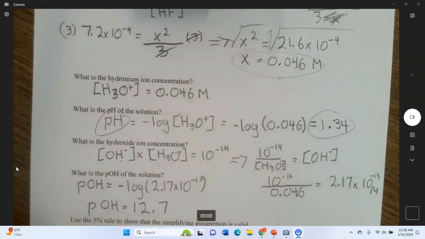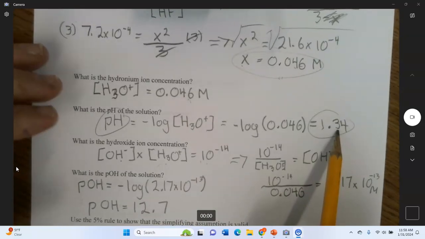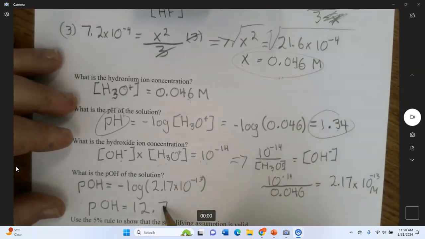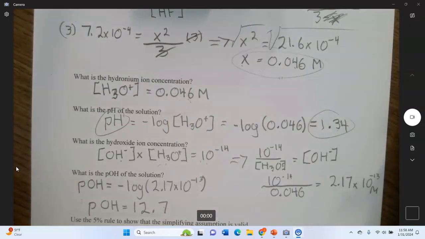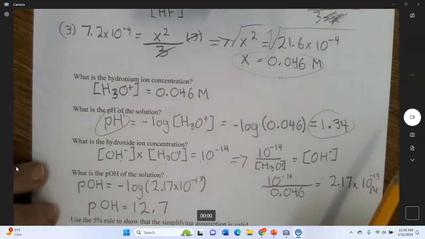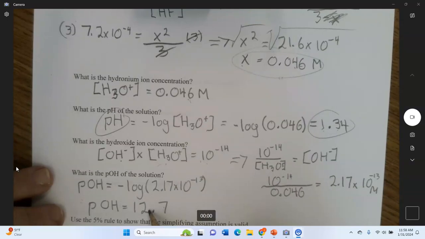And something you'll notice is that the pH, which is roughly 1.3, plus 12.7 equals 14. So pH plus pOH is going to equal 14. So the other way I could have gotten that is 14 minus 1.34, which would have given us 12.66 or 12.7. We could have done it that way. That would have actually been maybe a simpler way.